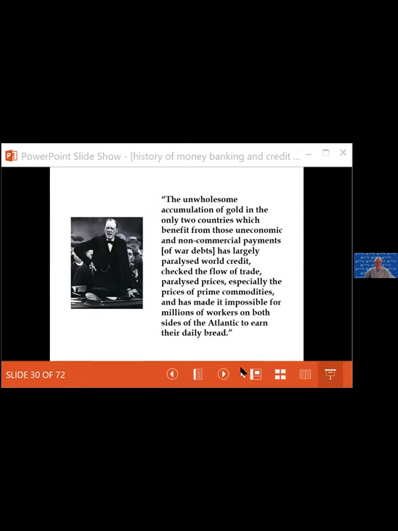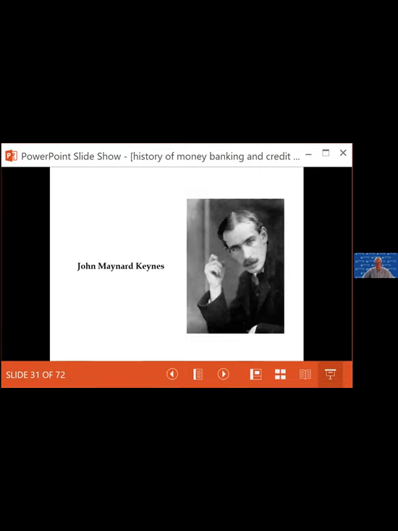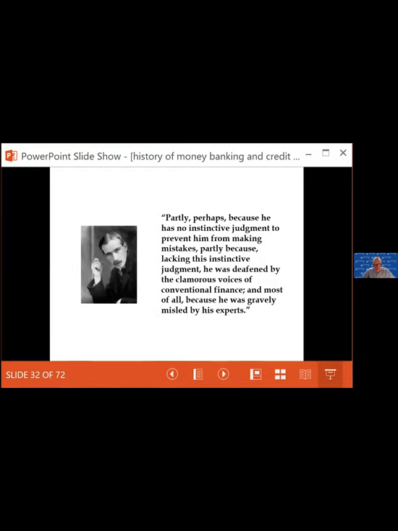Well, okay. So to get back to Keynes, in 1925, he responds to Churchill's actions with this stern indictment. This is right when it's about to happen. He says, "Partly because perhaps he has no instinctive judgment to prevent him from making mistakes, partly because lacking this instinctive judgment, he was deafened by the clamorous voices of conventional finance, and most of all, because he was gravely misled by his experts." So Keynes was trying to put forward a warning as he saw it.